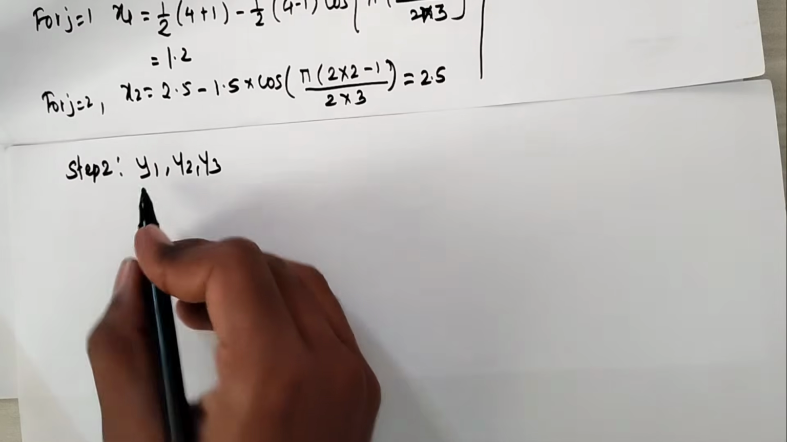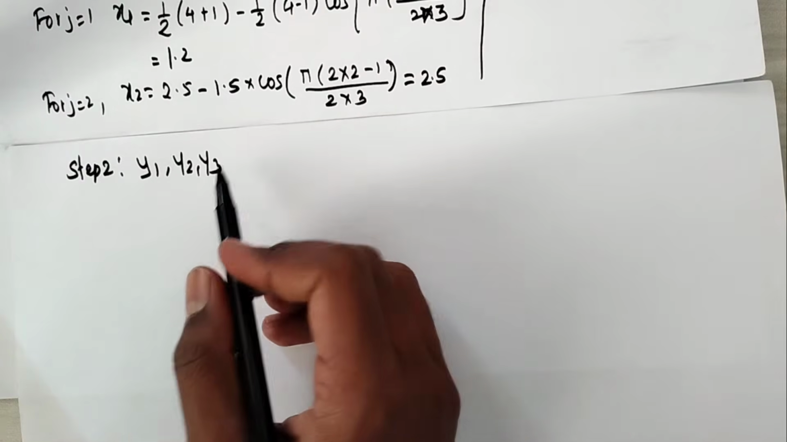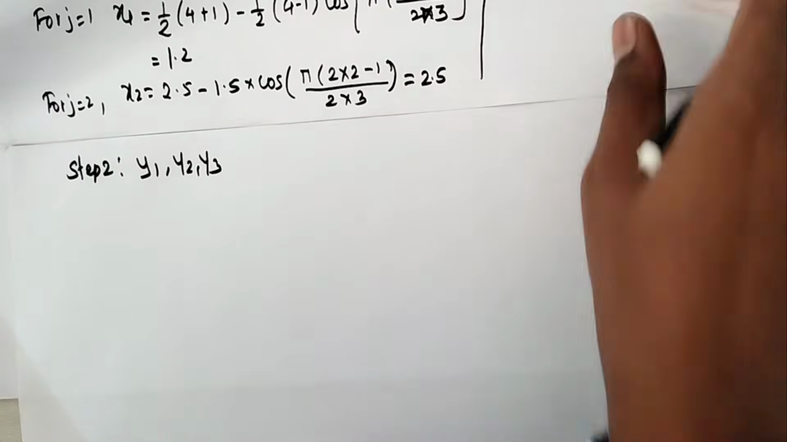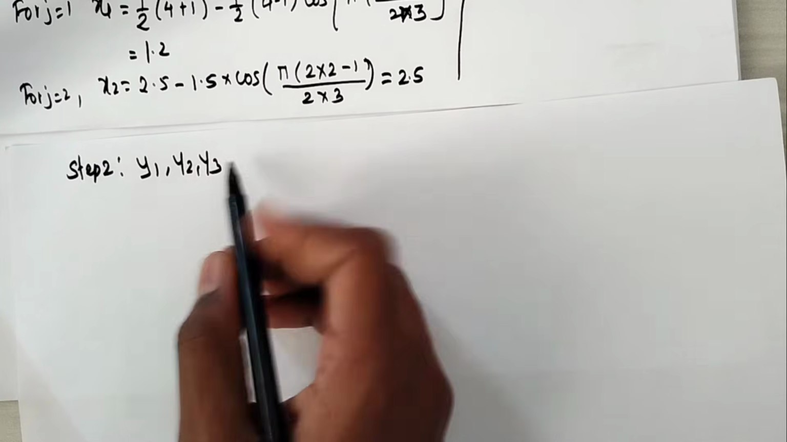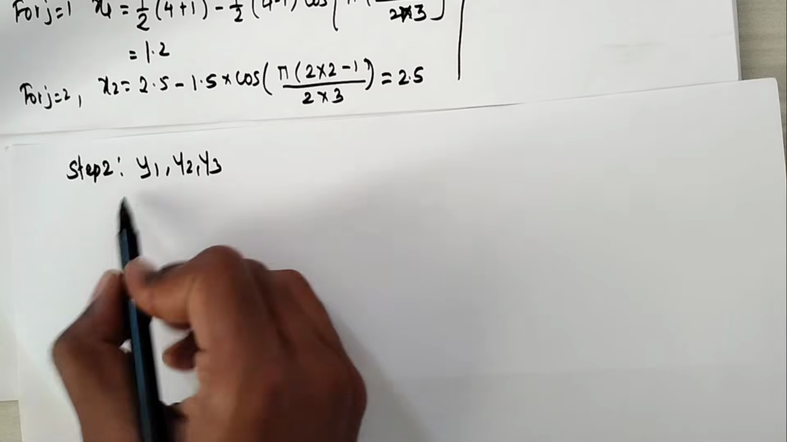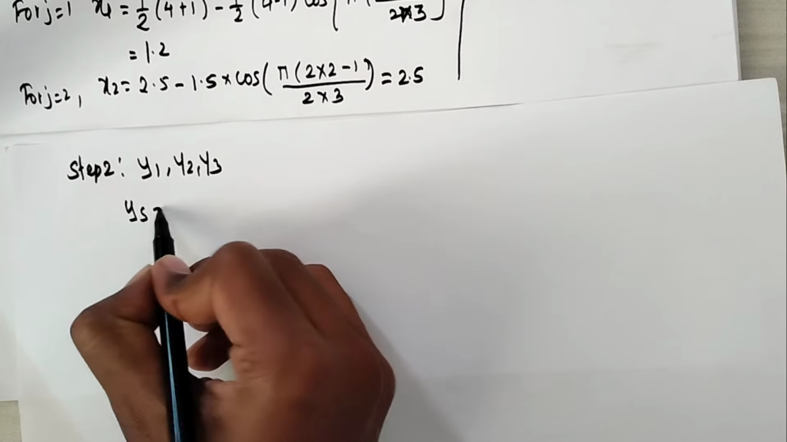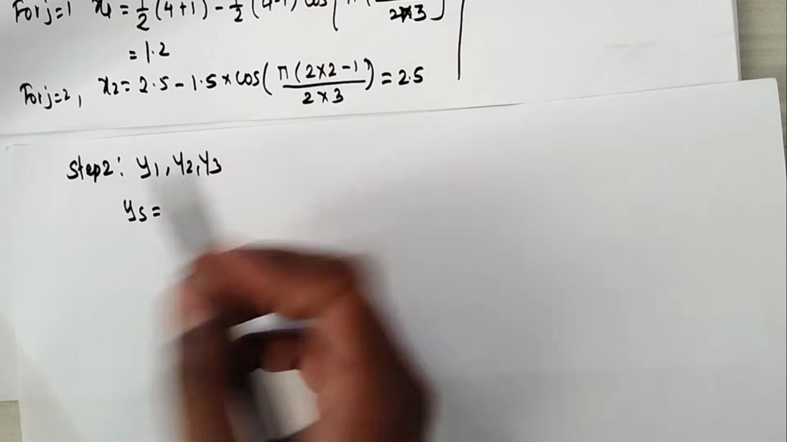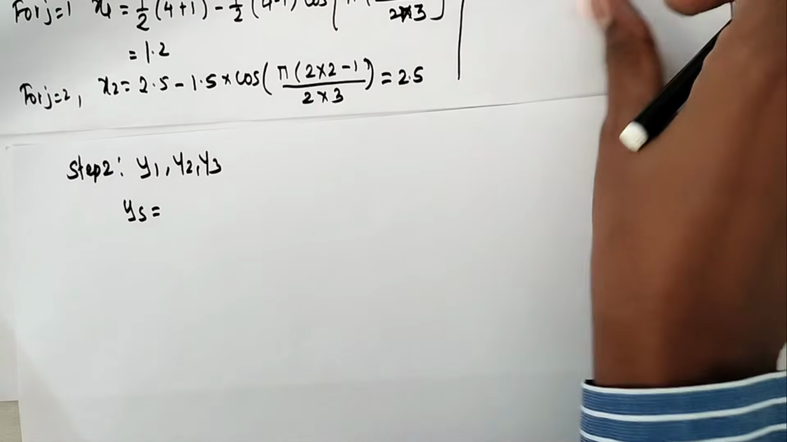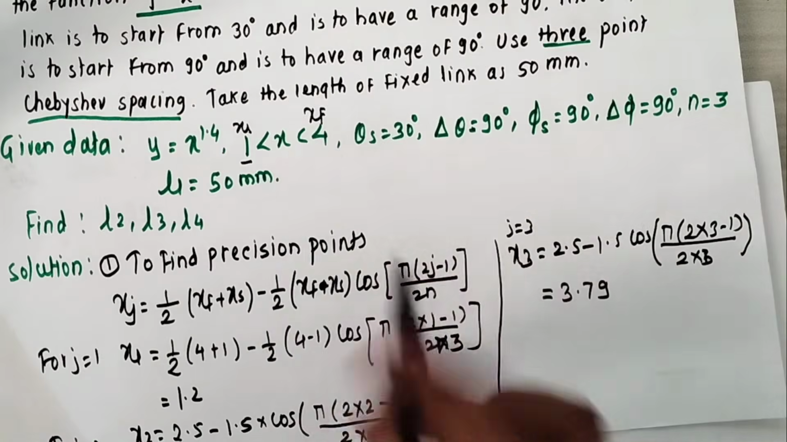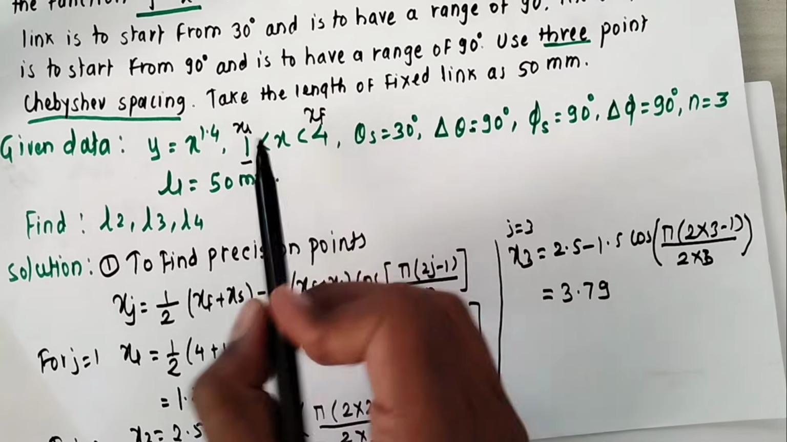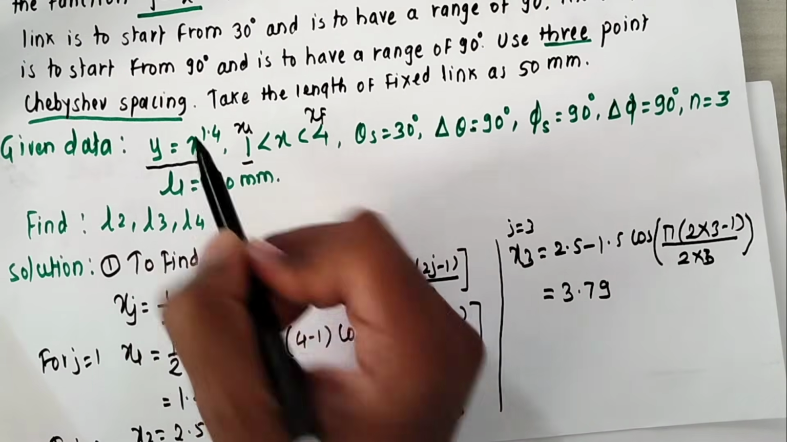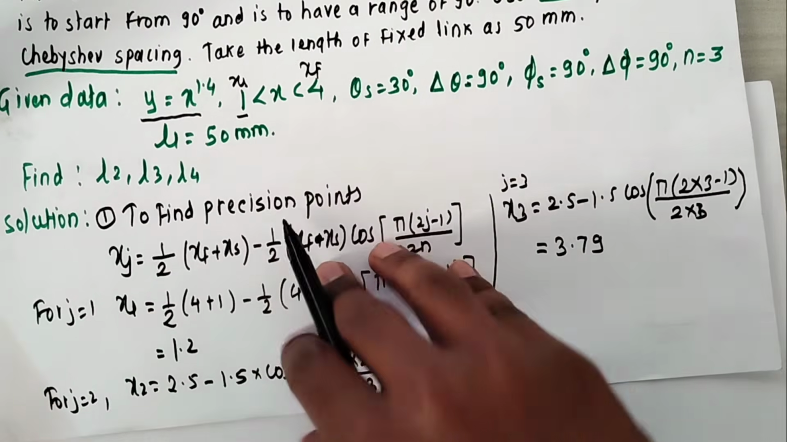At the same time, remember the range is given for x but not for y. So we can find out the range also. So I have to find out ys first, that is the starting position of y, because xs is given, xf is given. You can check here in the given data, xs is given, xf is given, but ys and yf are not given. So by using this function, I can find out all values of y, that is for the output link.